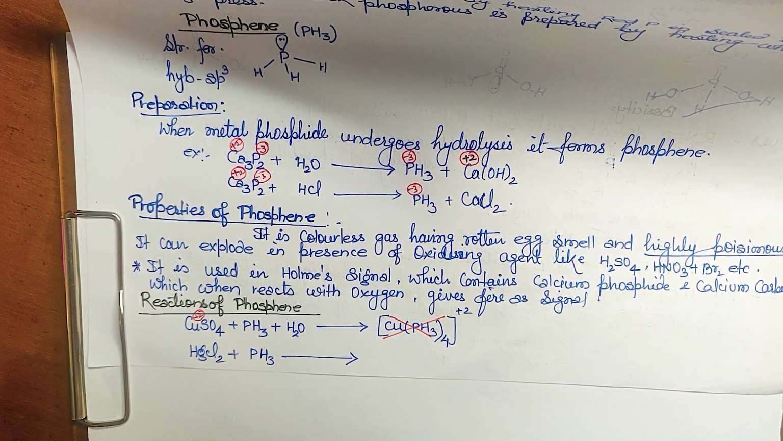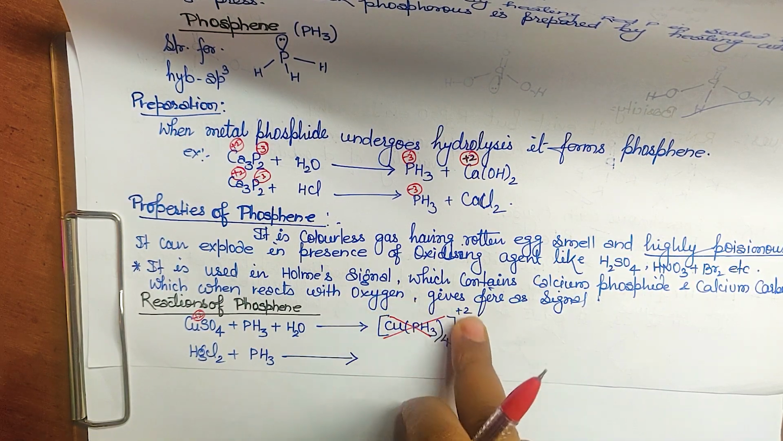Ammonia can form a complex but phosphine cannot. Ammonia acts as a ligand. The nitrogen in ammonia is smaller, its lone pair is available, and it can form a coordinate bond with the metal. But phosphine cannot work as a ligand because of the bigger size of phosphorus. So it doesn't form the ligand, and that's why it doesn't form the complex.